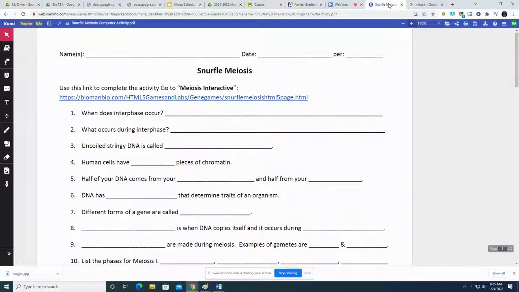Alrighty, if you need help with the Snurfle meiosis, you came to the right place. Don't forget to put your name on the top and the name of your partners.